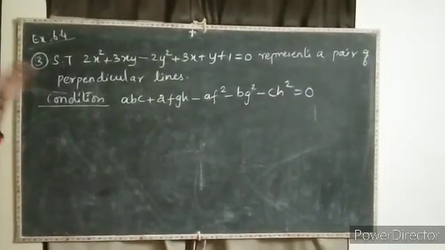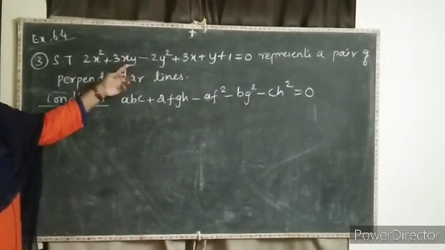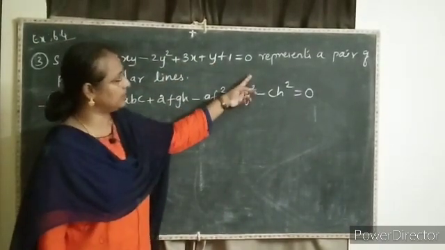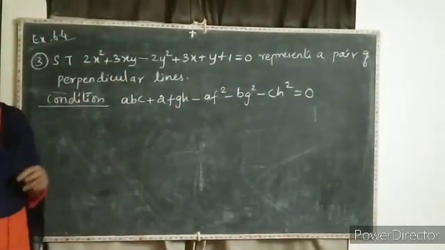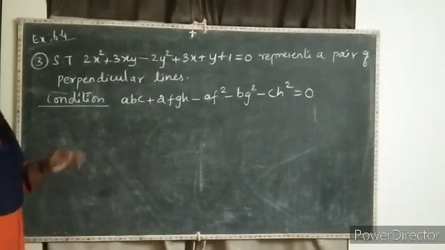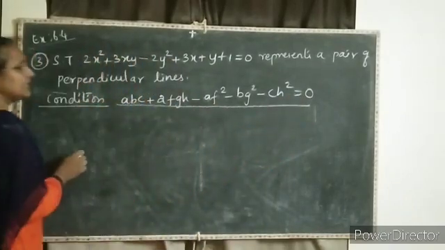Okay students, we'll continue with the third sum now. Show that 2x squared plus 3xy minus 2y squared plus 3x plus y plus 1 equal to 0 represents a pair of perpendicular lines. In the last problem we discussed the parallel line condition, isn't it? Now this is also an important formula. You have to learn this.